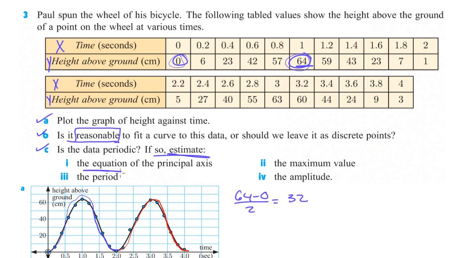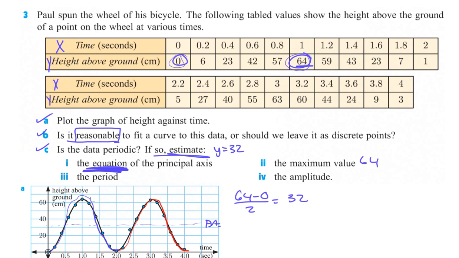So here's the big key, equation of the principal axis. So that's this right here up at 32. That's the principal axis, PA, right? And since that cuts through the y-axis, I like to call that y equals 32. And that should be just fine for what we need. Okay. Part 2, the maximum value. Well, we know the maximum is right there, 64. Okay. Minimum value is 0, right?